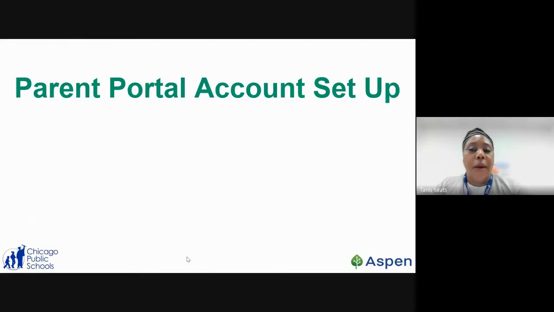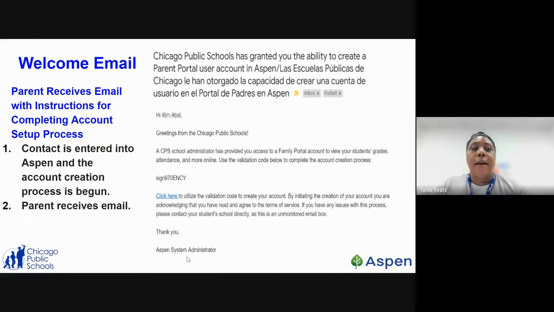So, the parent portal account setup process. Previously, before COVID, if parents did not have an email on file, they would receive a welcome email. This welcome email would look like this. It would say, Chicago Public Schools has granted you the ability to create a parent portal user account in Aspen. It would not come from anyone from the school. It would come from Aspen.